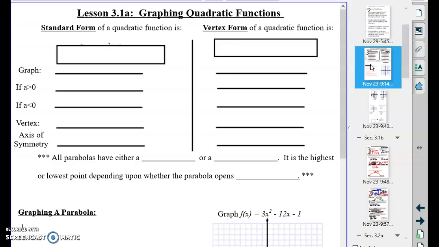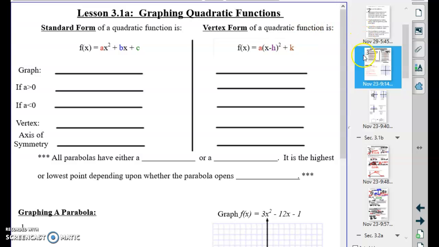vocabulary. How do we graph quadratic functions? So there are two different forms that we have. We've got standard form, which looks like this, which you have done for a long time. So f of x equals ax squared plus bx plus c. And then we've got this other form called vertex form, which is hugely helpful as well. So you still have that same a out front, but then it's got x minus h.